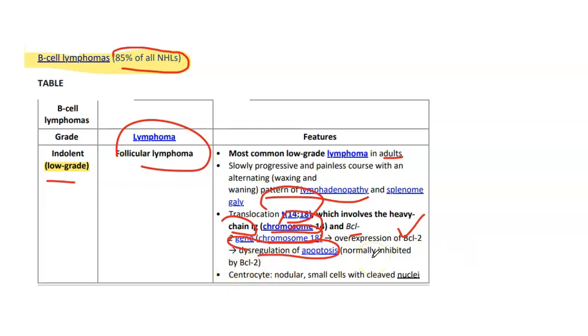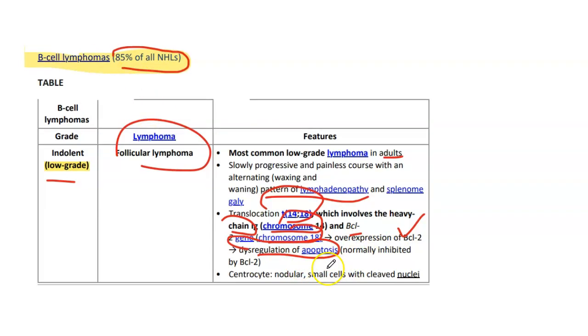Normally BCL2 inhibits apoptosis. Here the overexpression of BCL2 occurs, so apoptosis is inhibited. So there will be a finding of centrocytes, which are nodular small cells with cleaved nuclei.